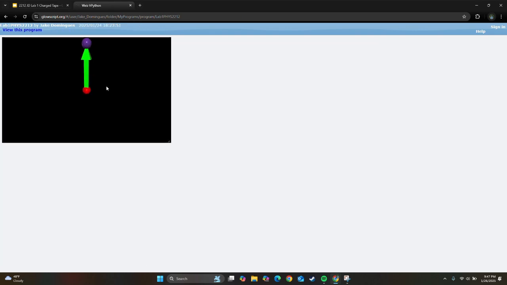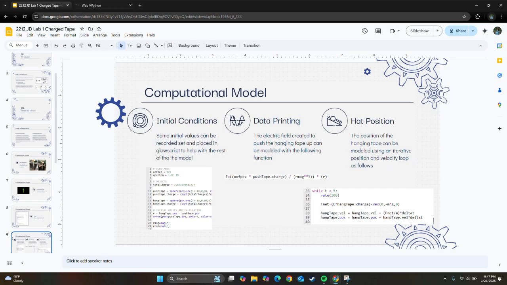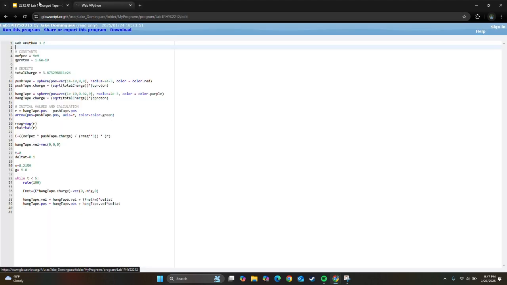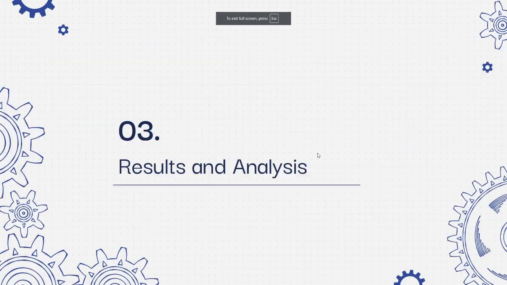So this is what it looks like running. As you can see, the purple charge isn't moving, which is exactly what we want. All right, and then coming back here, we can talk about our results.